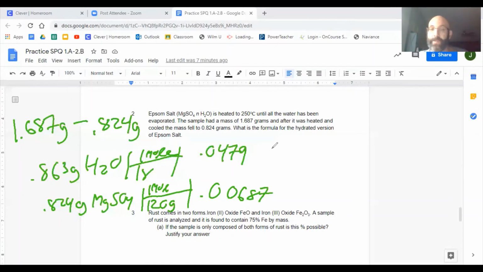And now we just have to find our mole ratio. We want this in terms of magnesium sulfate. How many moles of water per magnesium sulfate? So we do 0.0479 over 0.00687.